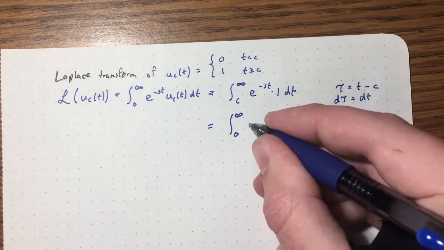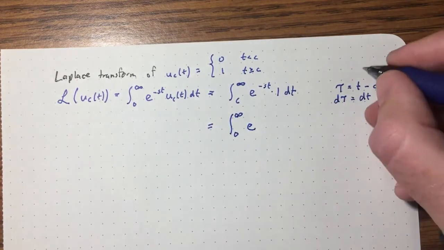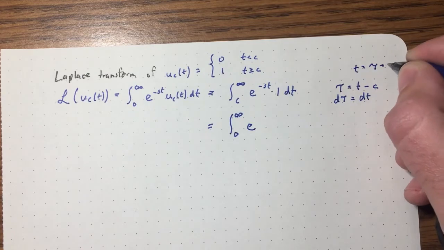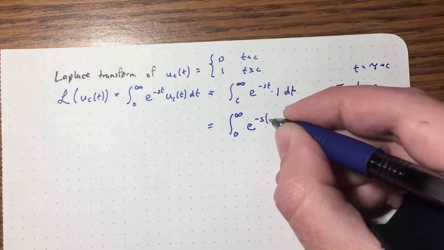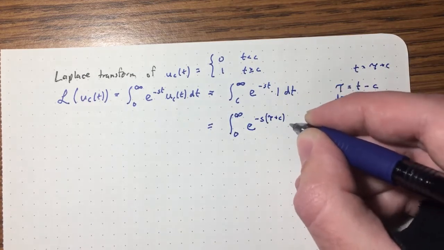And now what does this become? It's e to the minus s times t. T is tau plus c, times 1 d tau.